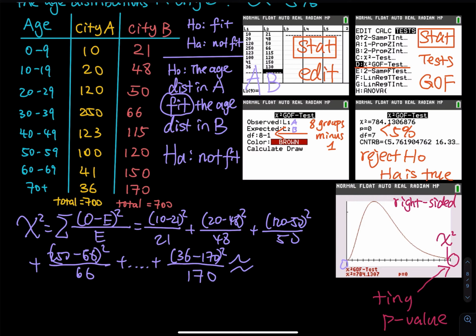After the data is finished, you hit stat again. This time you will hit the right arrow to go to test, and then you go down to find the chi-square GOF test, goodness of fit. The chi-square test is for the test of independence. And then you click goodness of fit, the GOF. Your observed is in L1, your expected is in L2. The degrees of freedom, we have 8 groups, right? So you take 8 minus 1, and then you are ready to calculate. So once you click calculate, you can see that the chi-square is approximately equal to 784.